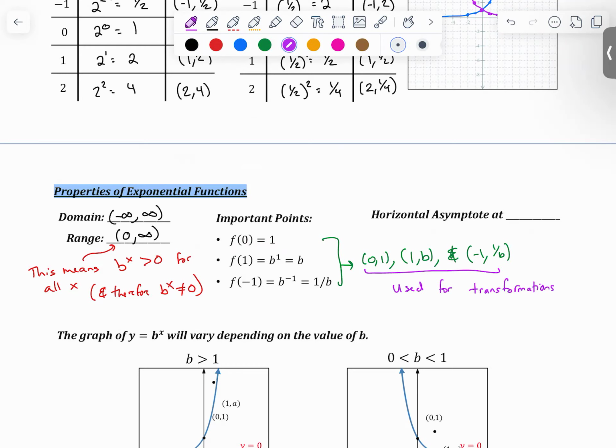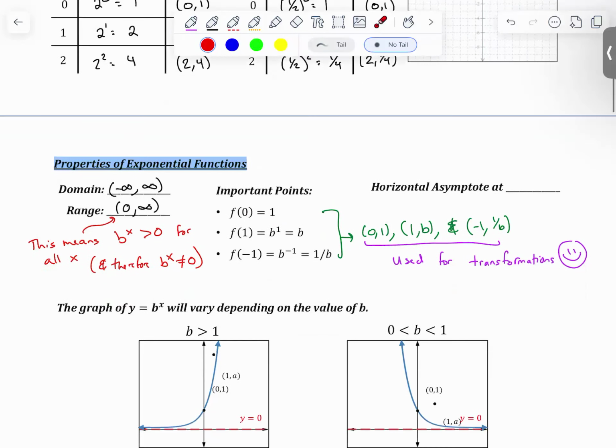Yay! We all love transformations. That was our favorite section, right? We can even put a smiley face to say that we love it. This is our favorite thing, right? I'm of course being facetious. I know that's one of the sections that students tend to like the least, but whatever. I like it a lot.